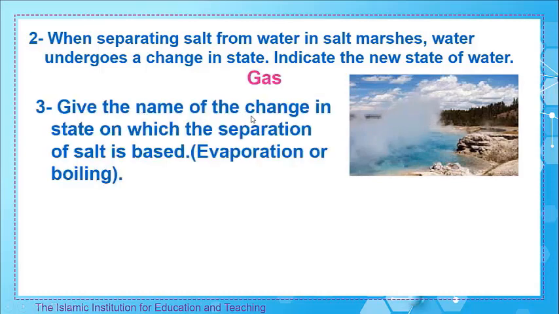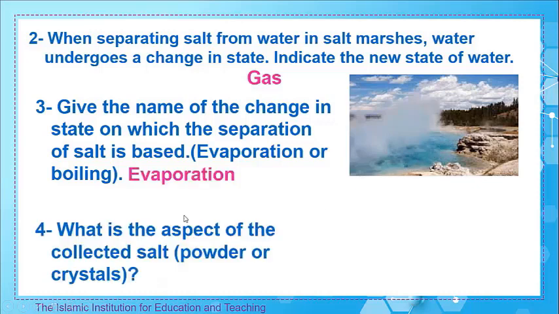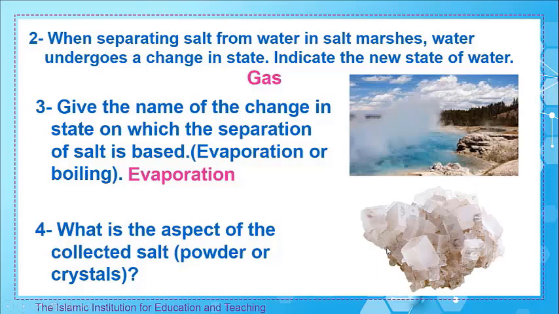Give the name of the change in state on which the separation of salt is based, either evaporation or boiling. Look, are there bubbles? Do you use a source of fire or use the sun, and it takes place at the surface of the liquid? Good, it's evaporation. Now, what is the aspect of the collected salt? Is it powder or crystals? Look, what is this form?